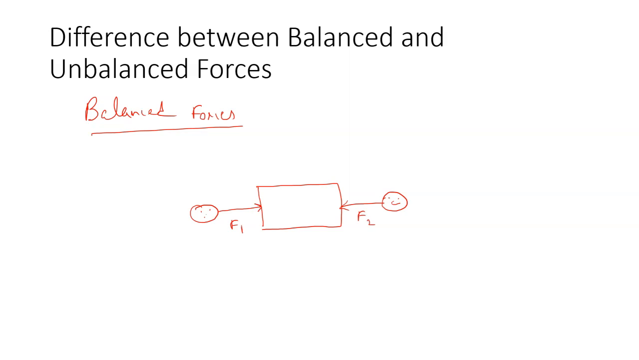Now if the force F1 is equal to the force F2, what will you observe? You will observe that the position of this block will not change. Then these types of forces are known as the balanced forces. The forces with the help of which there is no change in the position are known as balanced forces because these forces are equal to each other.